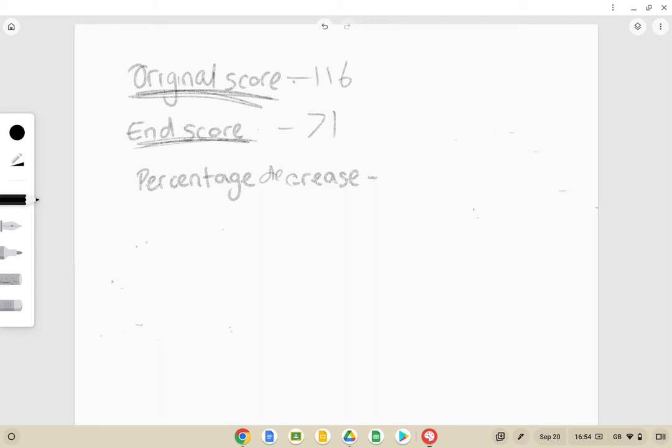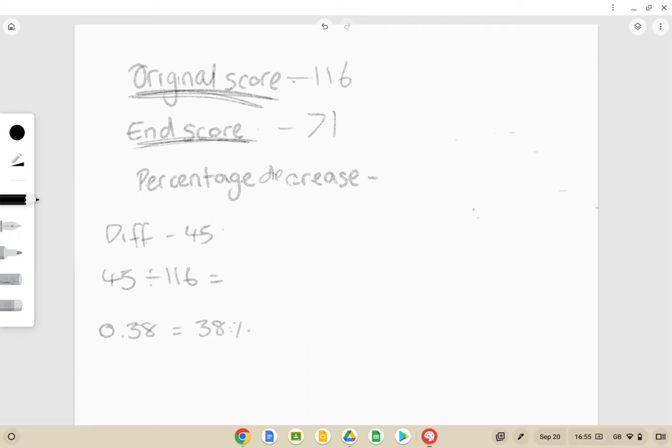So what is the difference between these? 116 take 71, and the difference in this case is 45. Now you take 45 and divide it by the original number, which was 116. In this case, 45 divided by 116 is 0.38. And if you were to times that by 100, you would have a 38% decrease.